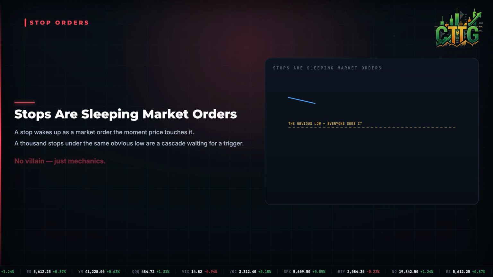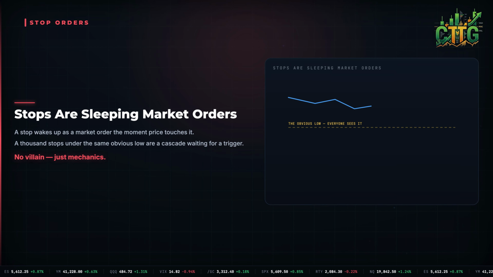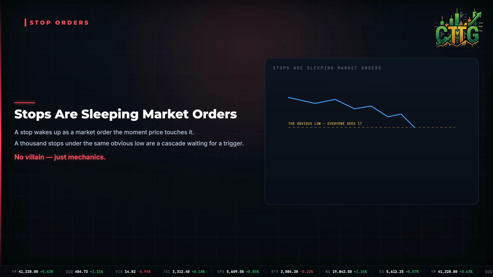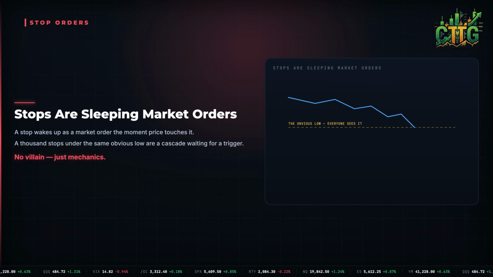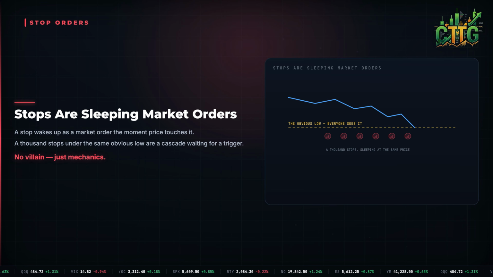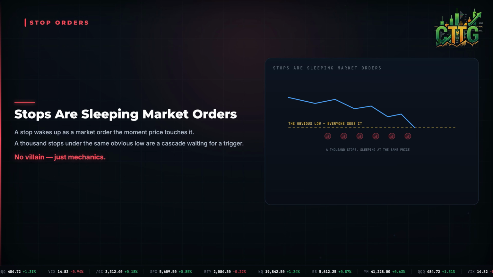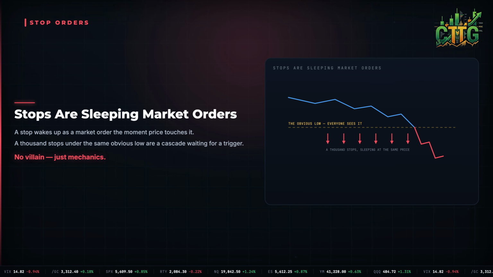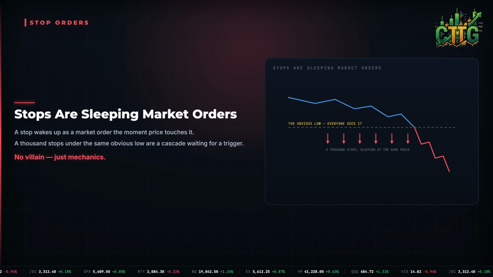A stop loss is a market order with an alarm clock. It sleeps at your price, and the moment price touches it, it wakes up as a market sell at whatever's available. Now picture 1,000 stops clustered under the same obvious low. Price ticks there. They all wake up at once.